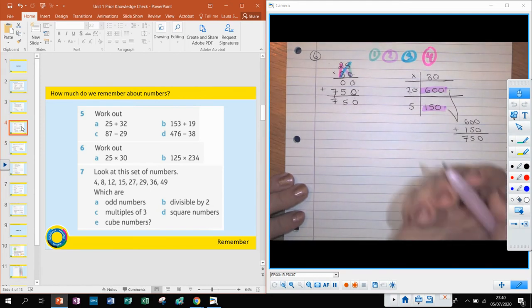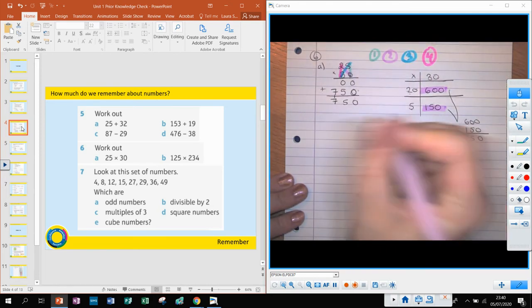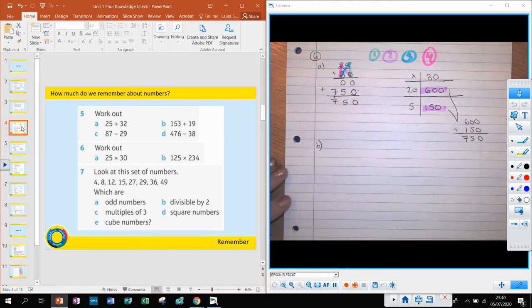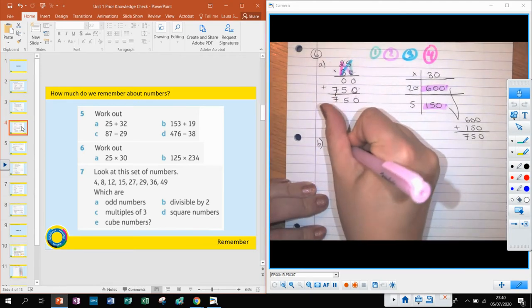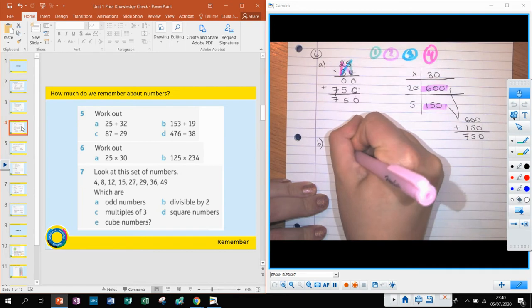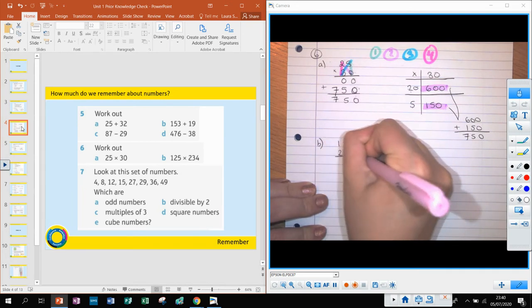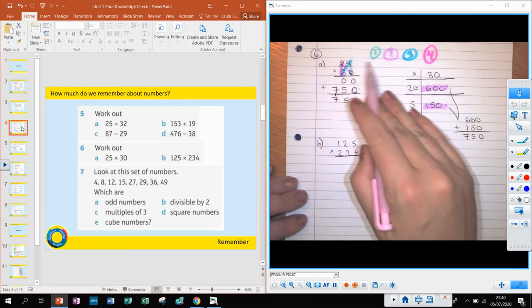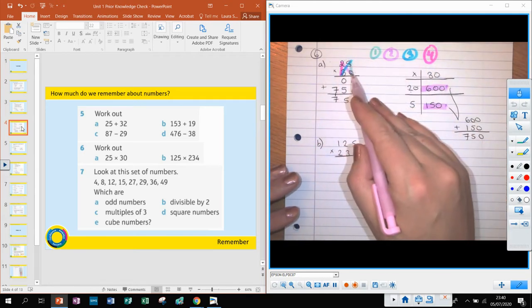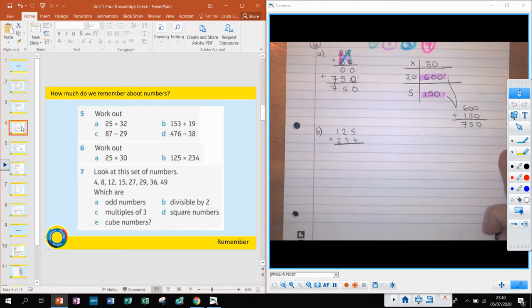Right, so that was part A. Let's look at part B now. We have 125 times 234. Okay, so we're going to start with our column method. I'm not going to do the highlighting. Okay, I only showed you that once so that it would be clear. Now I'm just going to remind you of the order.